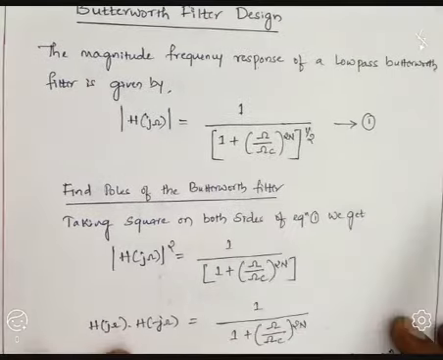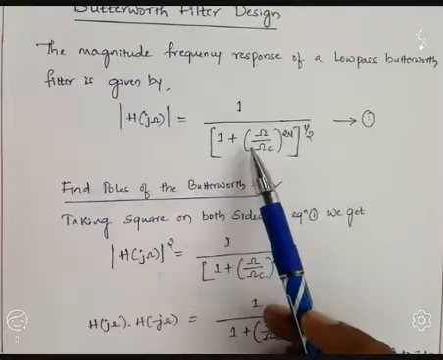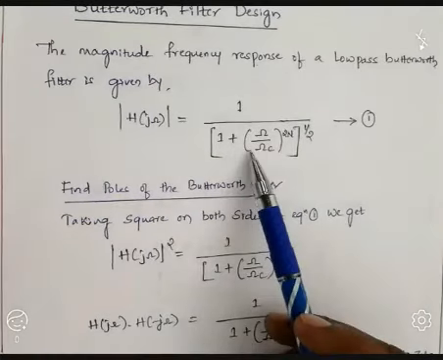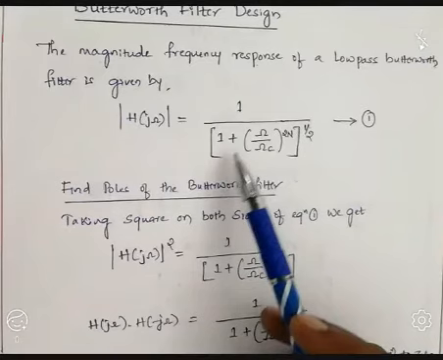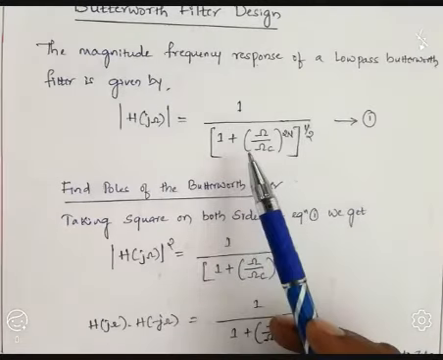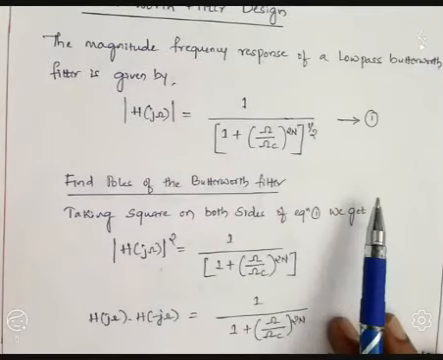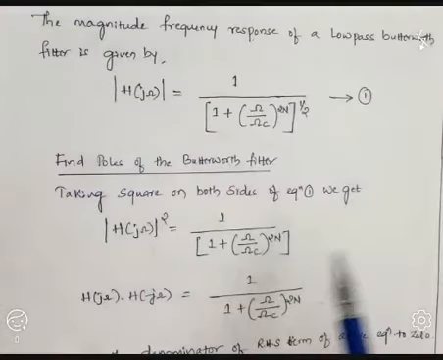Let us calculate the poles of the Butterworth filter. From observing the equation, we can say that there are no zeros. It contains only poles because it has only a denominator term. Because of that, let us find the poles of the Butterworth filter. For that, I am going to equate the denominator polynomial to 0.